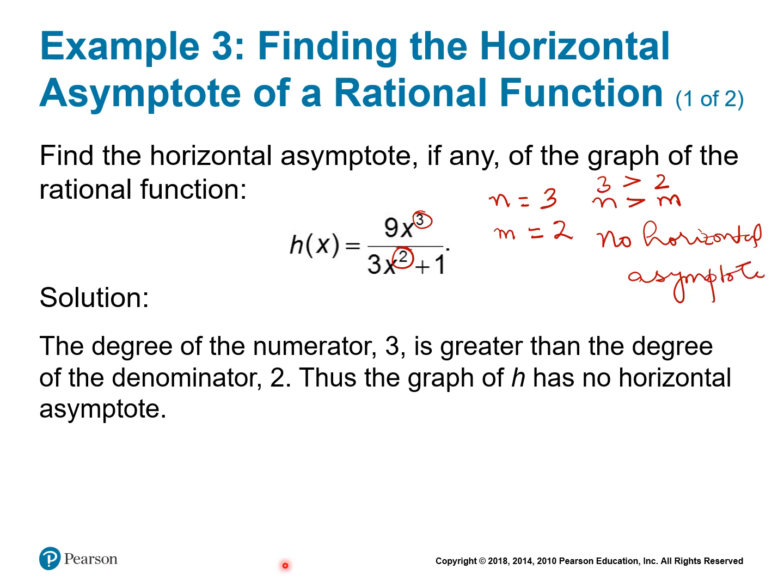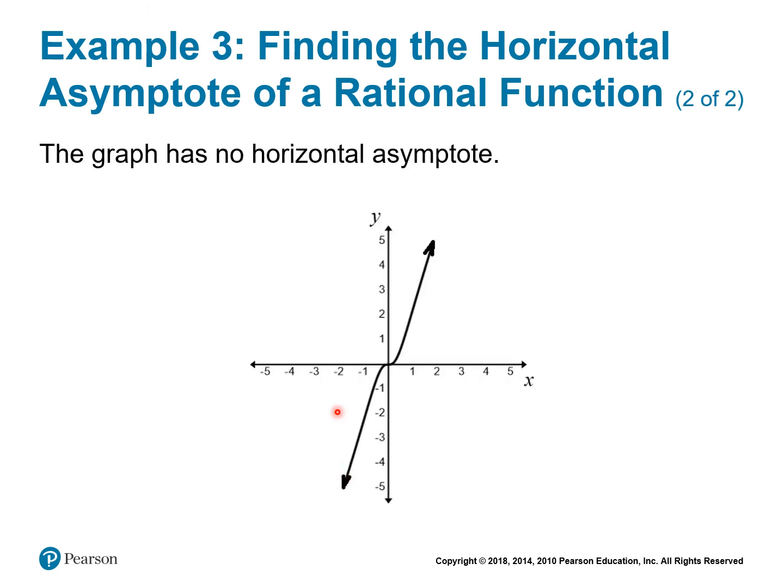And in the next slide, we'll look at the graph of that. The degree of the numerator, 3, is greater than the degree of the denominator, 2. Thus, the graph of h has no horizontal asymptote. So as you can see in this graph, there are no horizontal asymptotes. This graph is continuous, and it does not have any horizontal asymptotes as such.